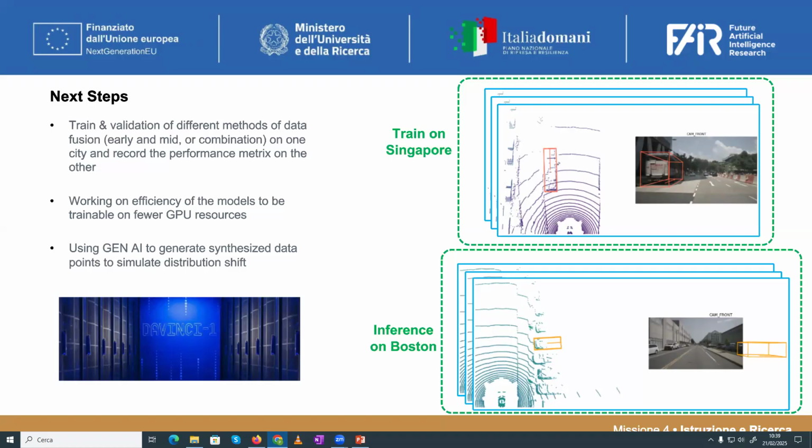In parallel, we're also investigating generative AI approaches, for example using diffusion models to create a synthesized data set that can be used for testing the robustness of the model with synthesized data that has a different distribution.